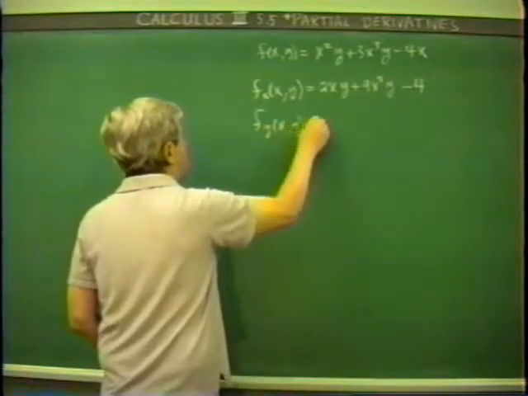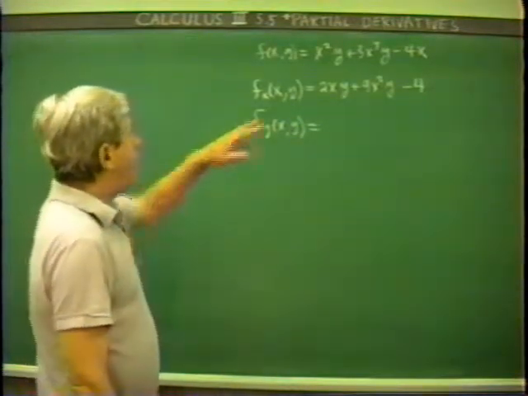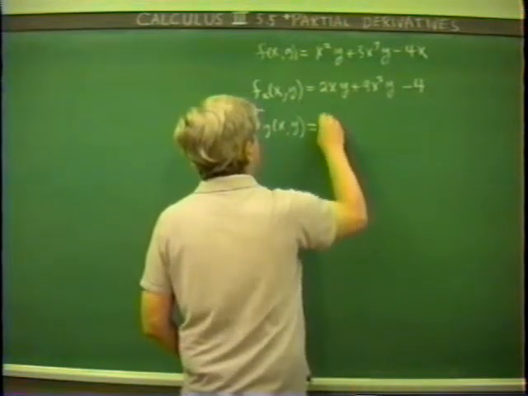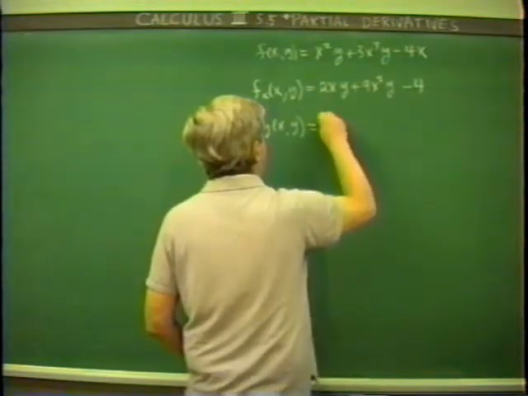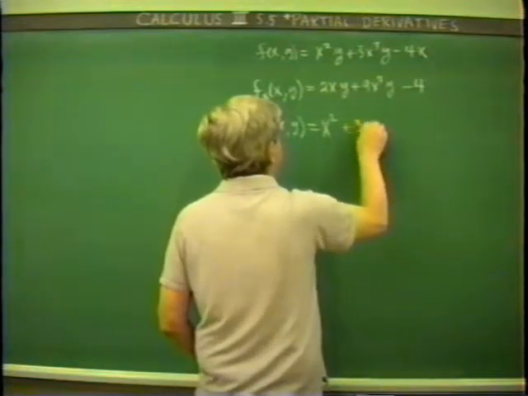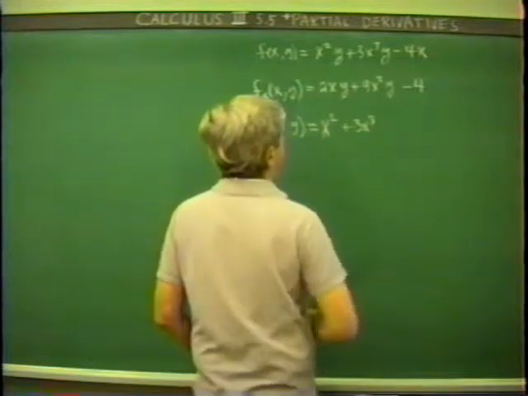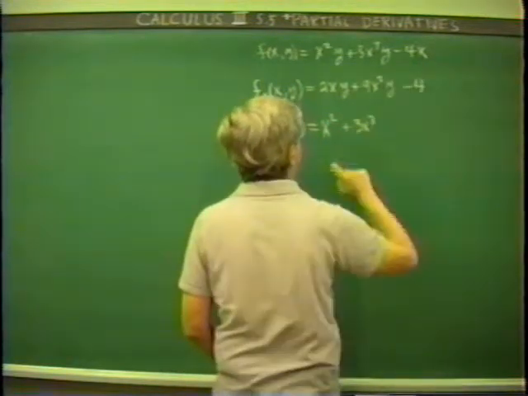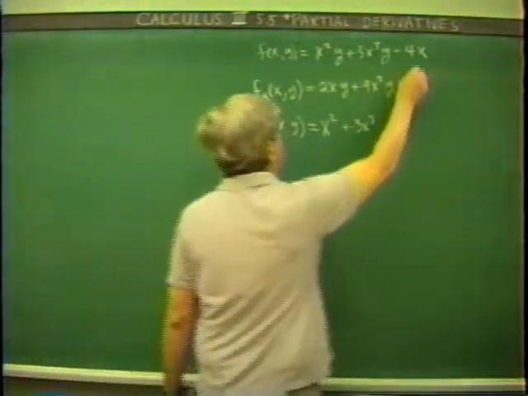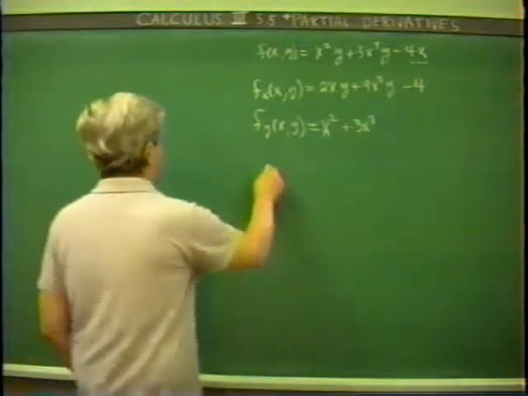The partial with respect to y of this function. Here we treat x as if it were a constant and differentiate with respect to y. So the derivative of this with respect to y is going to be x squared times the derivative of y with respect to y, which is 1, plus 3x cubed times the derivative of y with respect to y, which is 1 again. And the derivative of 4x with respect to y is 0. It's treated as a constant, and so the derivative is 0.